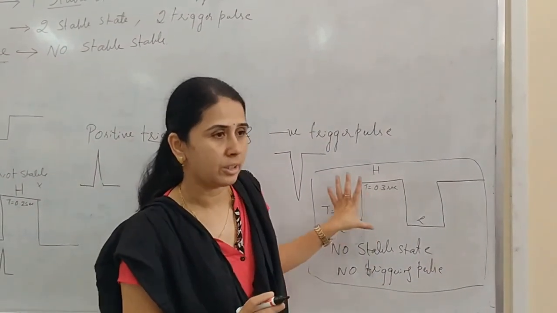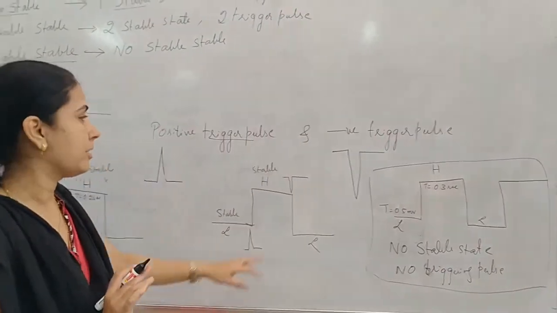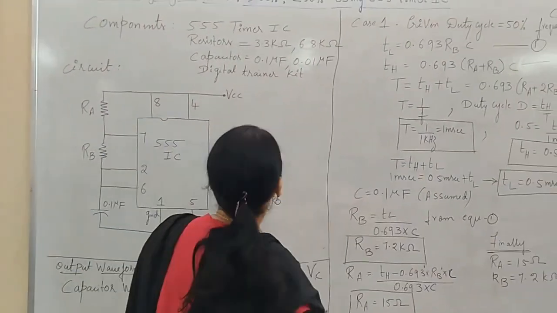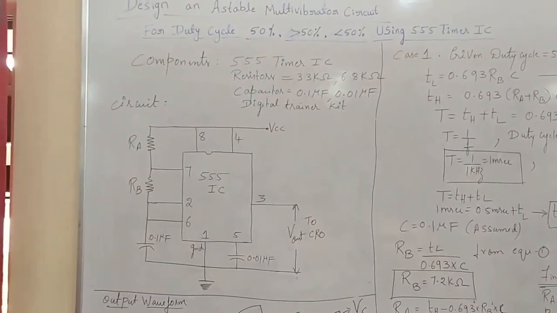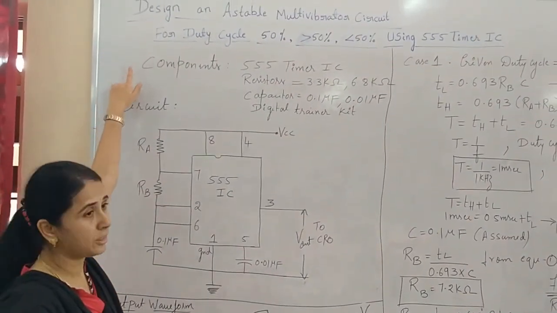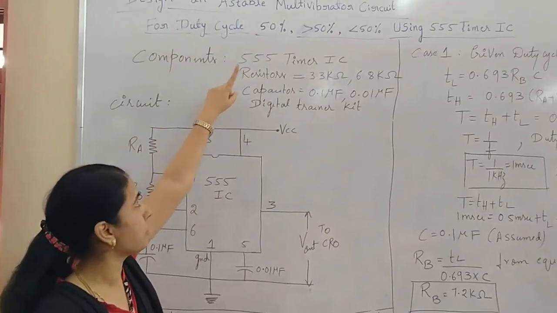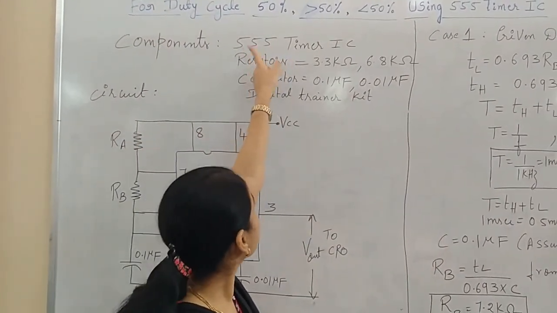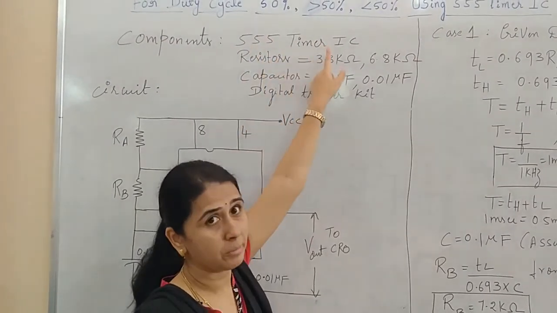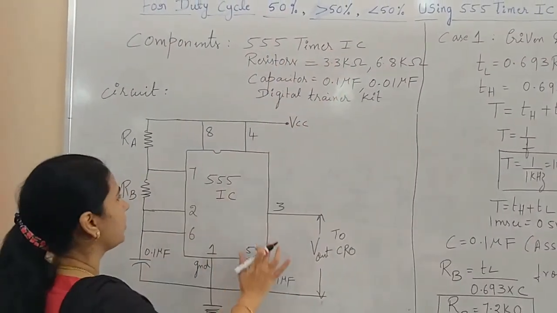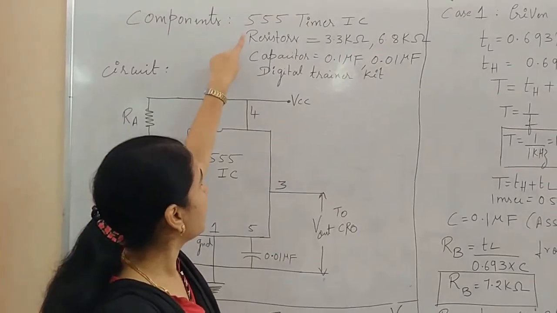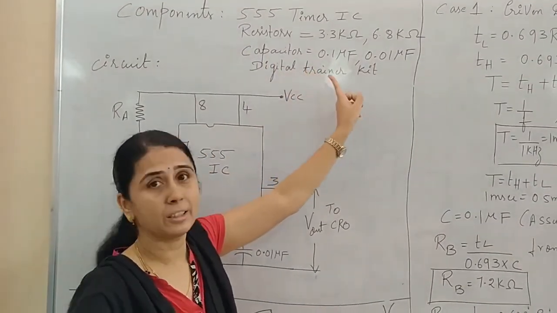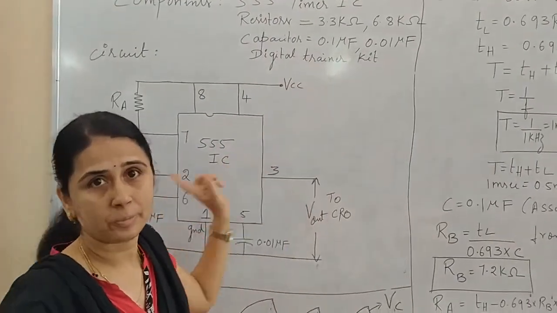This is what we study in our first experiment, astable multivibrator. Now we will learn how to design an astable multivibrator circuit. So first of all, the components required for designing an astable multivibrator circuit are, we require an IC. The name of the IC is 555 timer IC. This is the IC, 555 timer IC. And we require resistors, capacitor, and we require a digital trainer kit to connect the circuit.